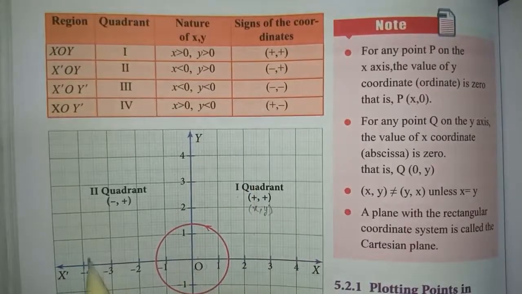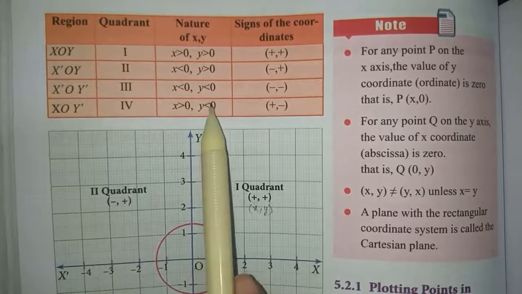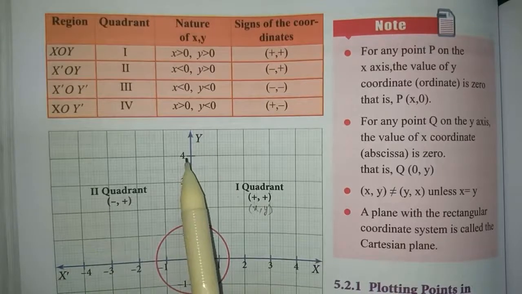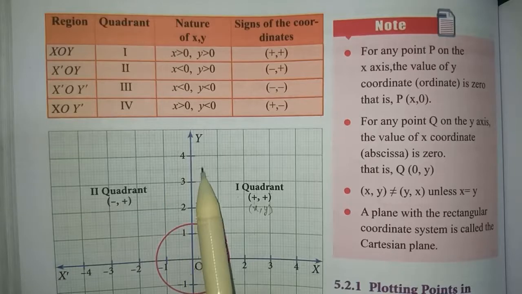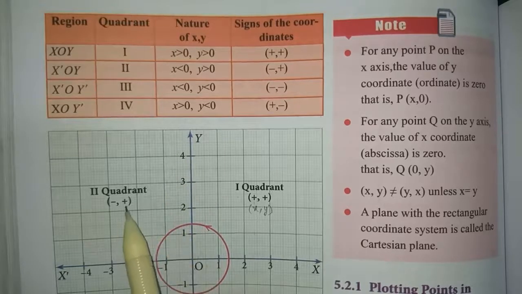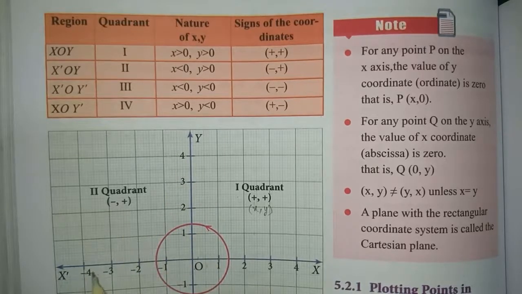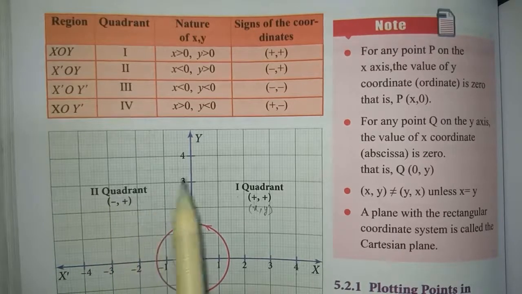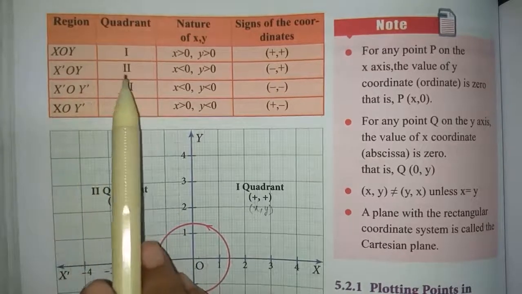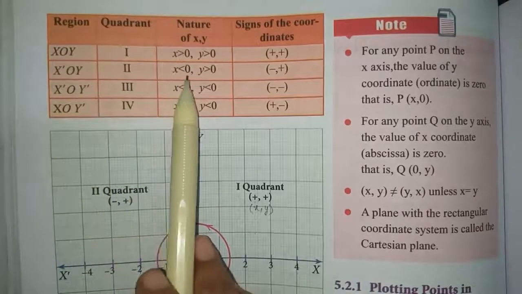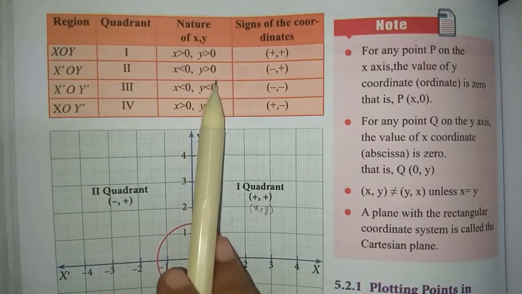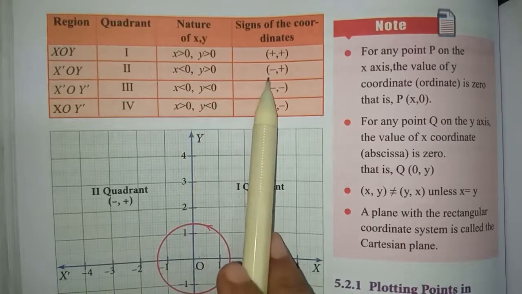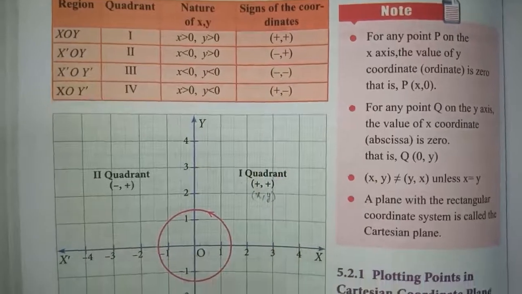Then the second quadrant is x dash o y. So here we can see y axis is positive, that is y coordinate is positive and x coordinate is negative. So you can write as minus comma plus. So x dash o y is a second quadrant. So x is less than 0 and y is greater than 0. So the sign of the coordinate is minus comma plus.